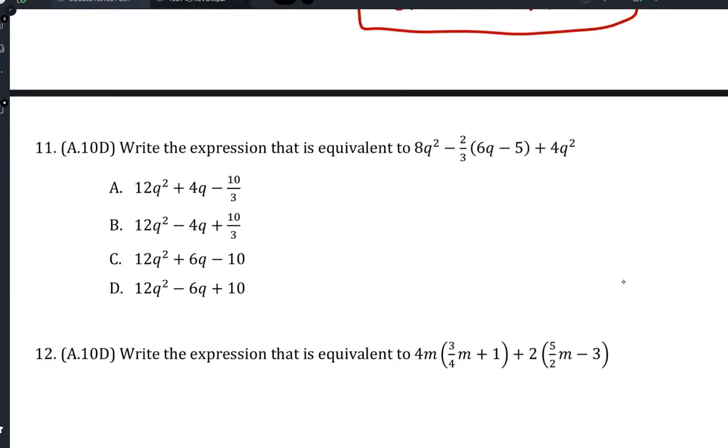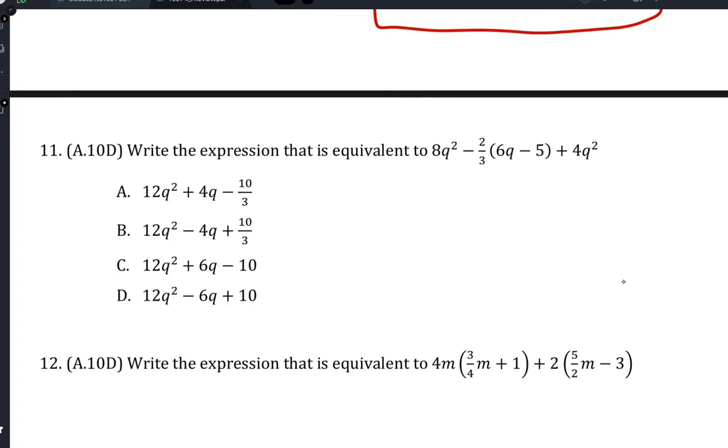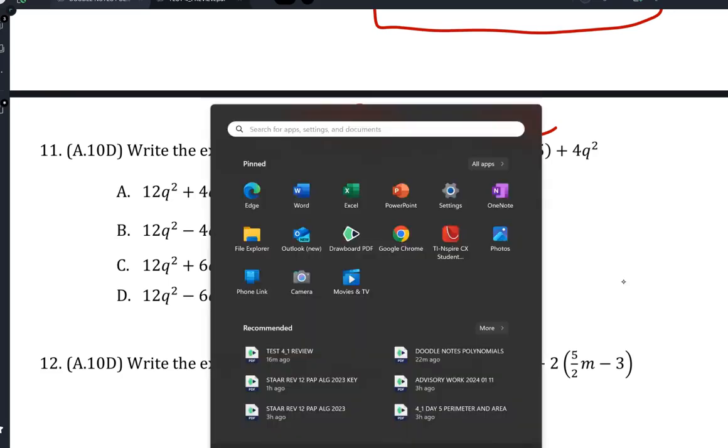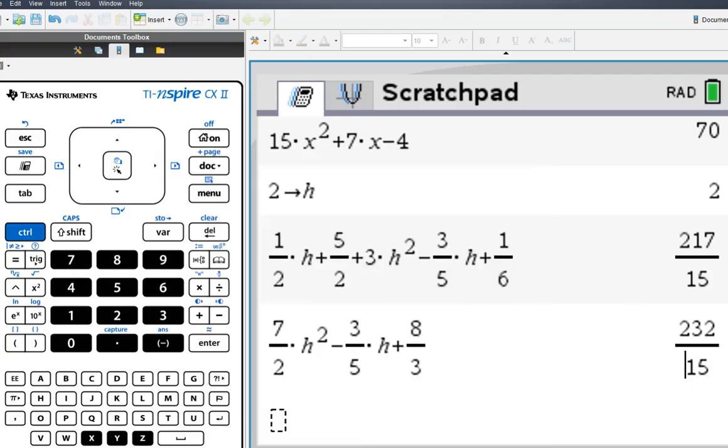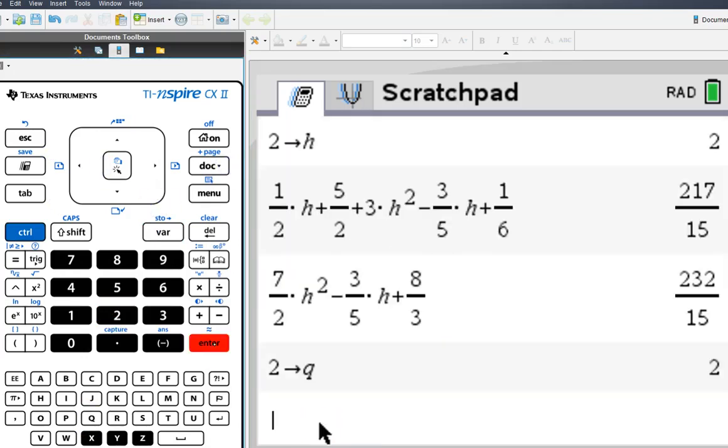Number 11. Okay, this is going to be a store. So we're going to store 2 for q. So let's go back to the problem. Okay, we're going to type in 2, control variable q. Then I'm going to hit enter. So I have 2 stored in q. I'm going to type in the problem, and I need to get to this on my paper.